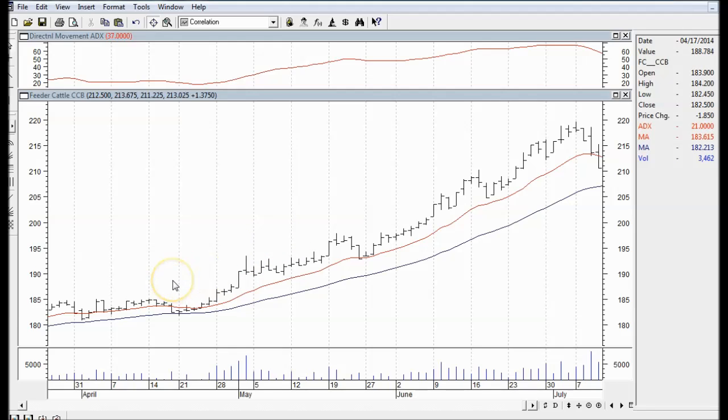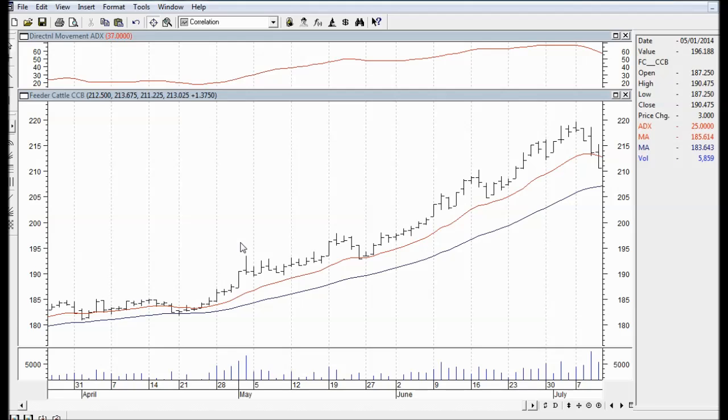So here, this is a chart of feeder cattle earlier this spring and summer here in 2014. And over here, the market broke out above a congestion level. And as that occurred, you can see this top line started to rise. Basically, when we see a reading in the ADX indicator, which is a 14-period ADX, anything that is 25 or above with the line rising suggests a strengthening trend.